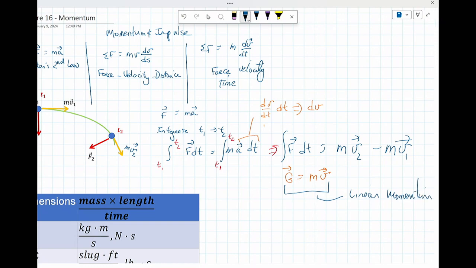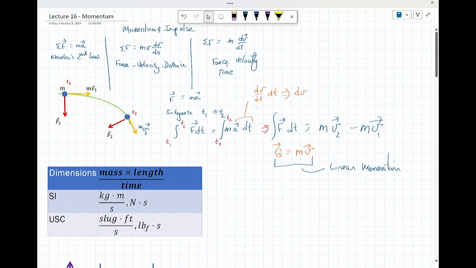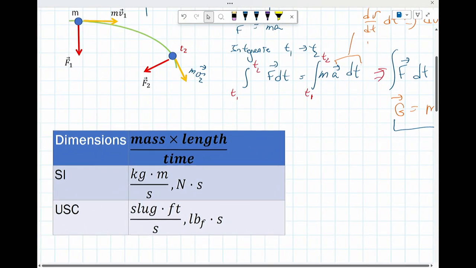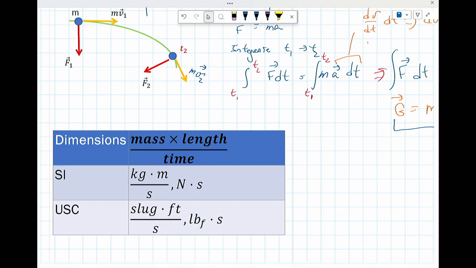Now, unlike the case with work energy where you had a scalar term result, you see here that you still have a vector term. So G depends on direction, and it's just a description of what's happening there. So if I have that, I'm going to have units of mass times length over time with SI units of kilogram meter per second, Newton seconds, slug feet per second, or pound force seconds. All of those will sort of play a role in what you're kind of solving for.